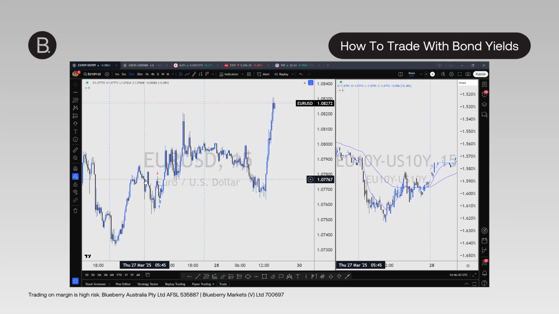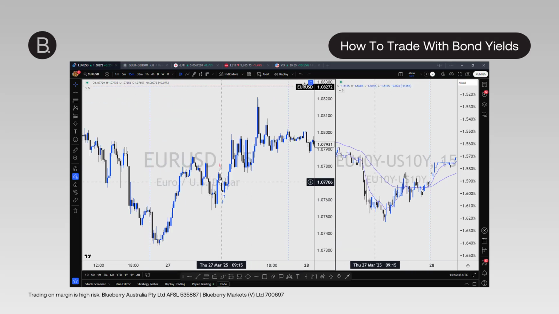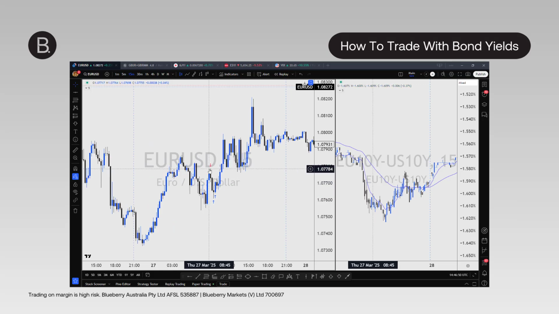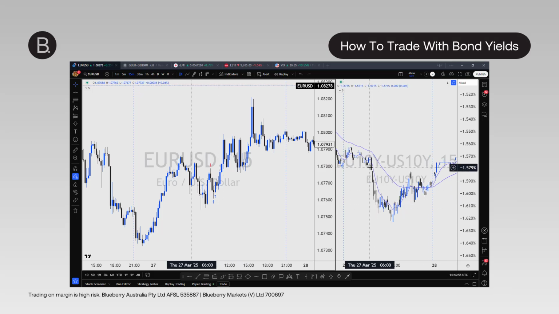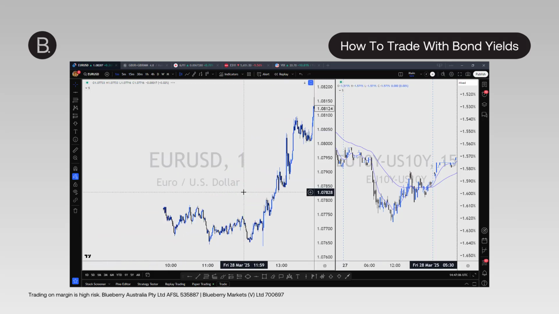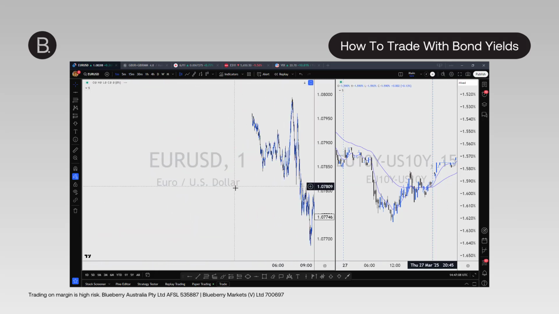I actually sold euro dollar yesterday. I was scalping this little move in here, which was on a minute time frame. And the reason why I did that was because the spread between the EU 10-year and the US 10-year was down. So I was looking to try and take advantage of lower highs and lower lows. So I actually scalped a little bit of a trade on a minute time frame yesterday.